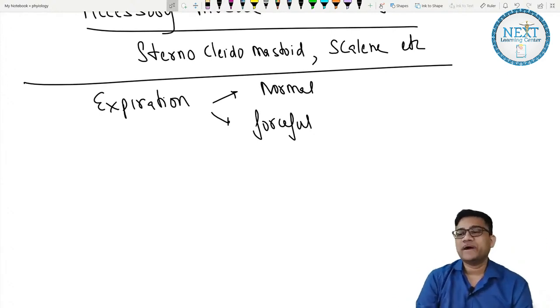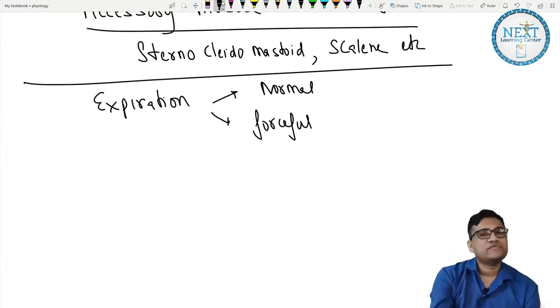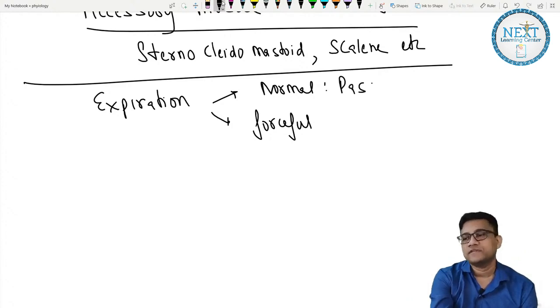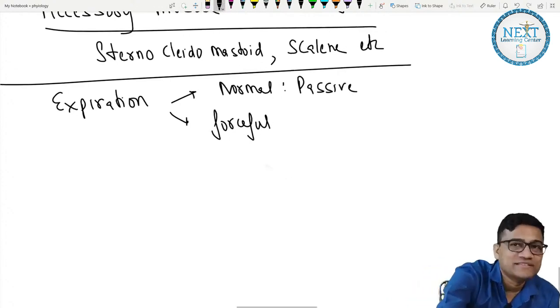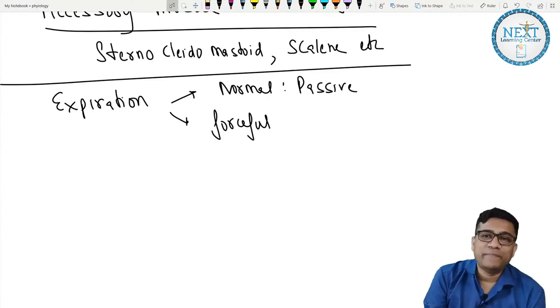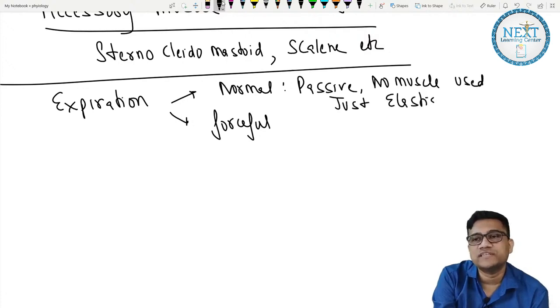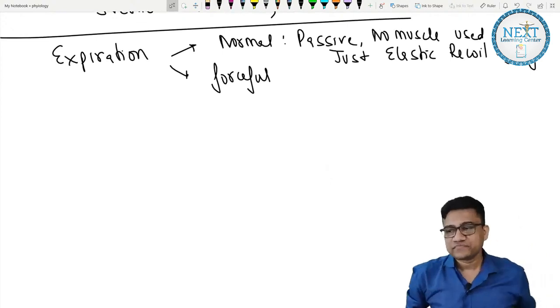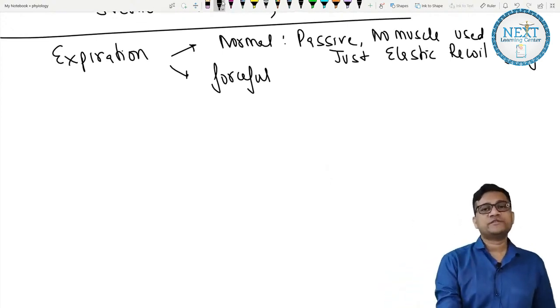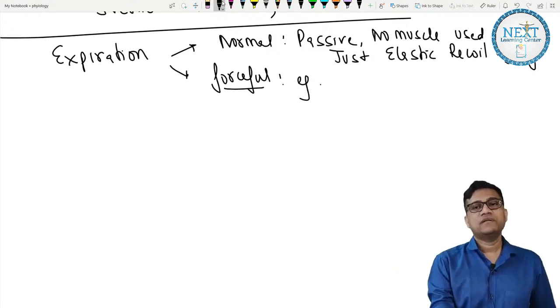Now what do you mean by the terms normal and forceful? Normal is what we do. Normal is passive. What do you mean by passive? There is no muscle use, just elastic recoil of the lungs. I've already discussed it. So the lungs recoil, just elastic recoil of lungs. Whereas forceful expiration, examples?